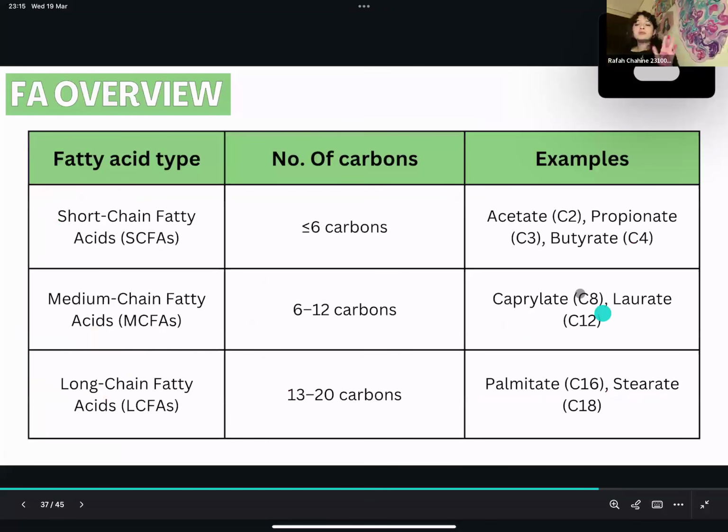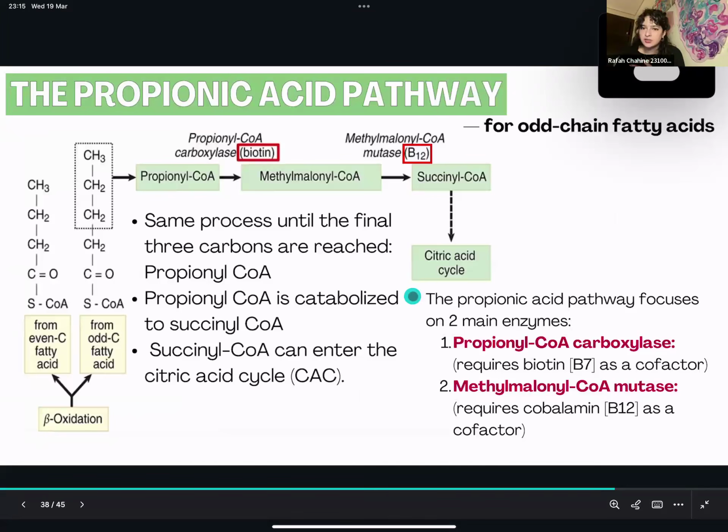Basically, this propionic acid pathway tells me that if you had an odd number of carbons in your fatty acid, the beta oxidation will go completely normal until we reach the last 3 carbons. Why? Because these last 3 carbons are actually a fatty acid on their own, and it's called propionate. As you can see over here, C3 is propionate, okay? So these are going to be called propionyl-CoA.